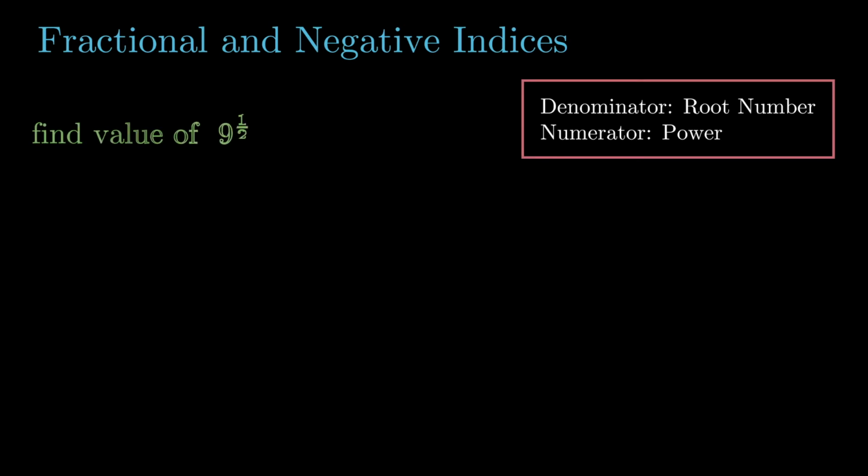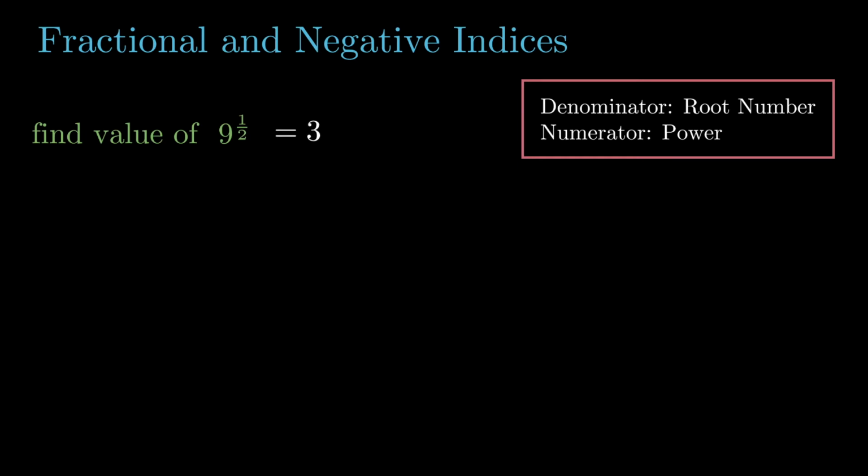So the first example is find the value of 9 to the power of a half. As you can see, the half, the fraction, the denominator is 2. So that's our root number. We're going to square root it. So it's square root of 9. And the square root of 9, everyone should know, is 3.